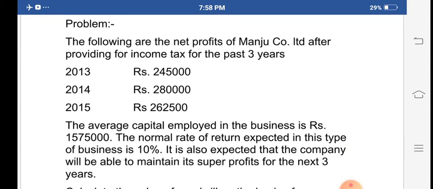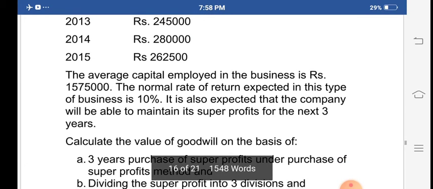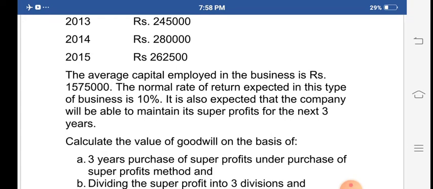The following are the net profits of Manju Company Limited after providing for income tax for the past 3 years. For 2013 it's 2,45,000, for 2014 it's 2,80,000, and for 2015 it's 2,62,500. Other information is also given. The average capital employed in the business is rupees 15,75,000. The normal rate of return expected in this type of business is 10%.